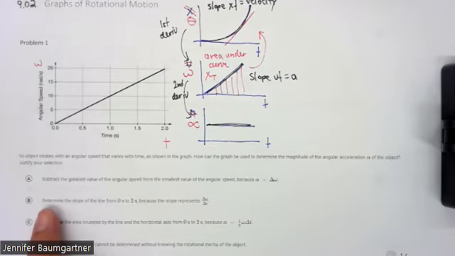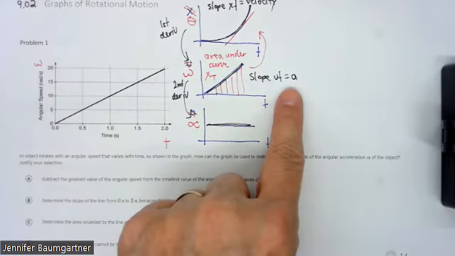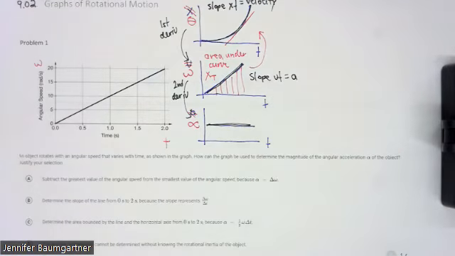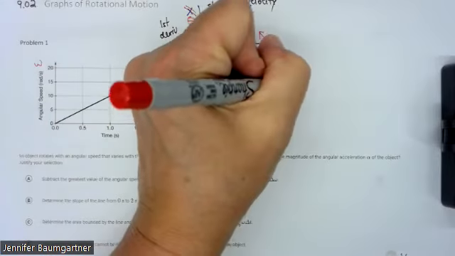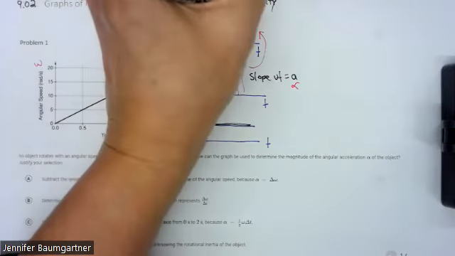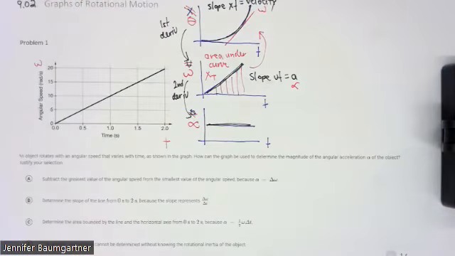Well, what we just said was, we know the slope of the line is going to give us our angular acceleration. So the slope here is equal to, this is going to be theta, here it's going to be omega. So the answer here has to be B. Finding the area is going to give us our total displacement.